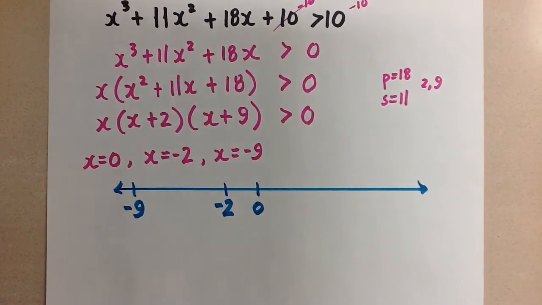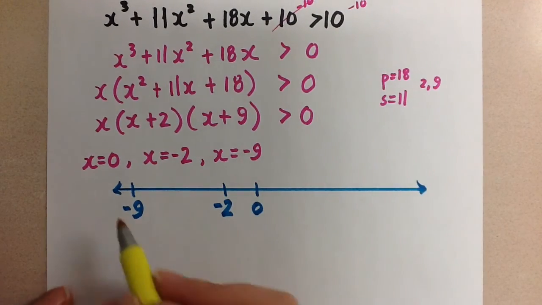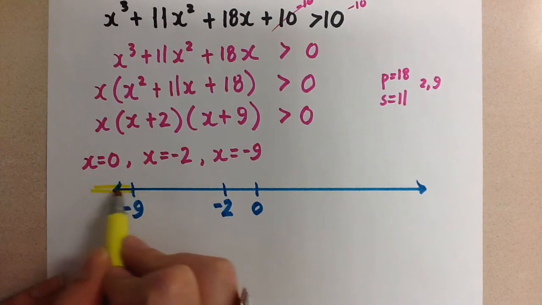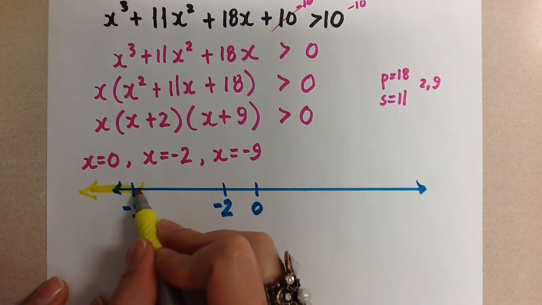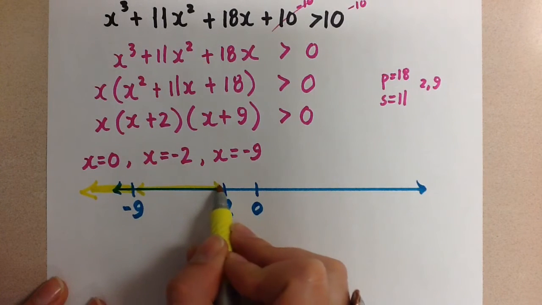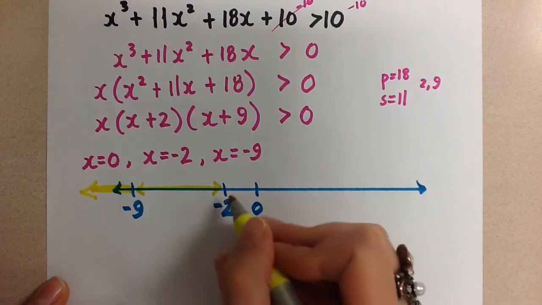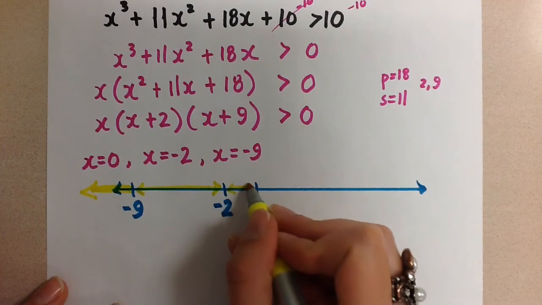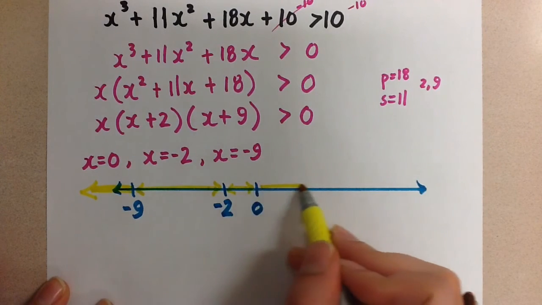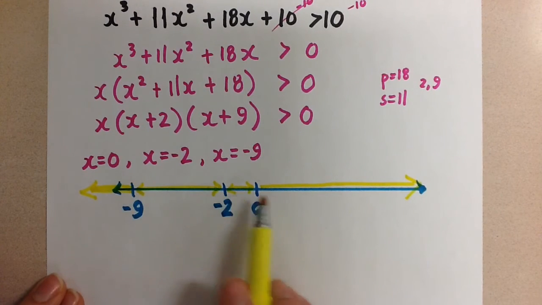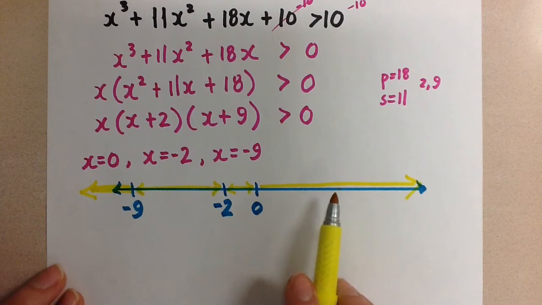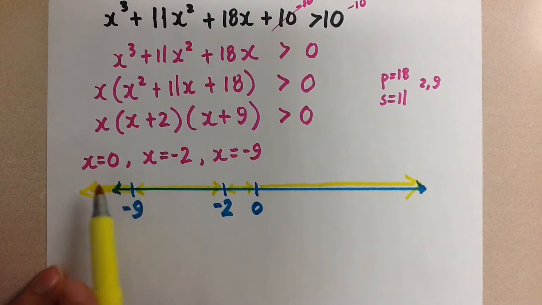From those 3 zeros, we get 4 different intervals that we're going to need to test. We need to test when x is less than negative 9. We're going to need to test when x is between negative 9 and negative 2. We'll test when it's between negative 2 and 0, and then we'll test when x is greater than 0. So we have 1, 2, 3, 4 different intervals that we have to include in our interval chart that came from those 3 zeros that we found from the factored polynomial.